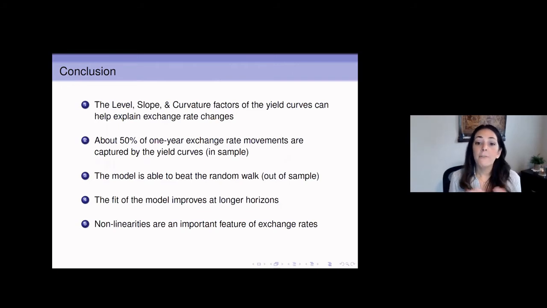We can see that about 50% of one-year exchange rate movements can be captured by these factors alone, and this is true in sample and also out of sample. We know that the fit of the model improves at longer horizons, which is consistent with research in other assets as well, and that nonlinearities are going to be governing this relationship. So it's not simply that the yield curve goes up and we see this effect on the exchange rate. It really depends on the shape of the yield curve to begin with.